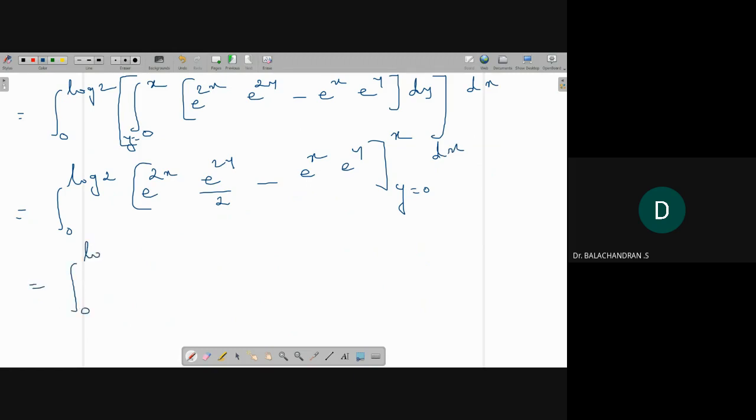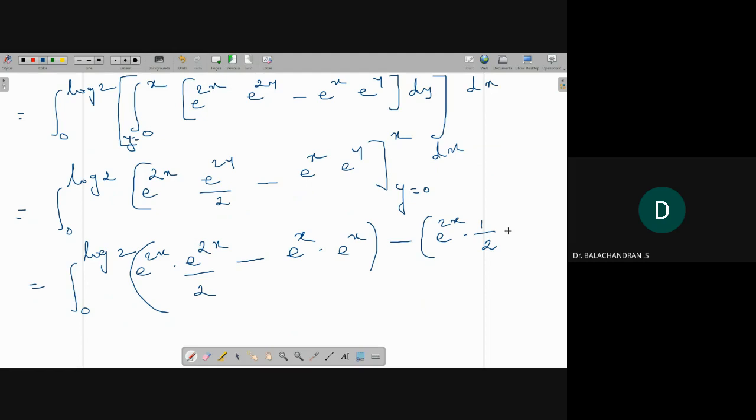So integration 0 to log 2. If you substitute the limits for y equal to x, here we will get what? e power 2x into e power 2x by 2, minus e power x into e power x. Upper limit is over. Minus lower limit: e power 2x into 1 by 2, minus e power x into 1, into dx.